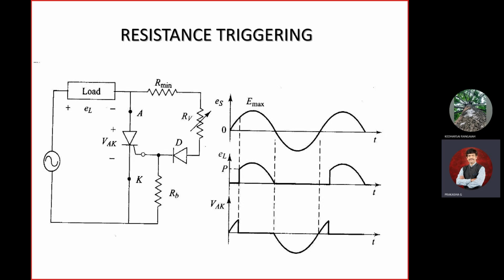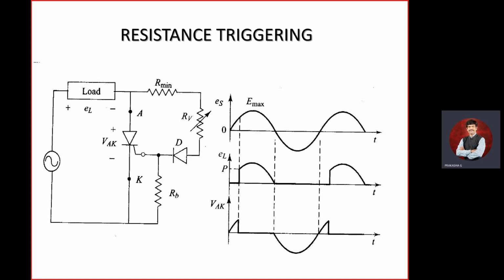So it is R triggering, or resistor triggering, we call this one. We have an input signal, we have a load, and the load is connected to your thyristor, and the thyristor is directly connected to a diode. This is very important. Diode is very important. We have R minimum, we have R load, and also we have RB. Will you get it?